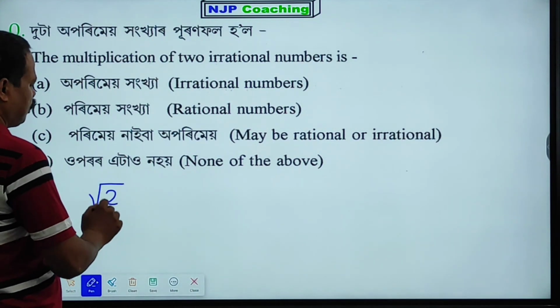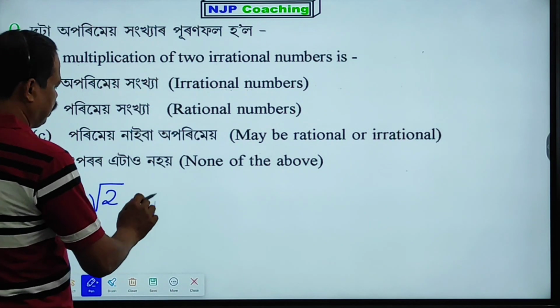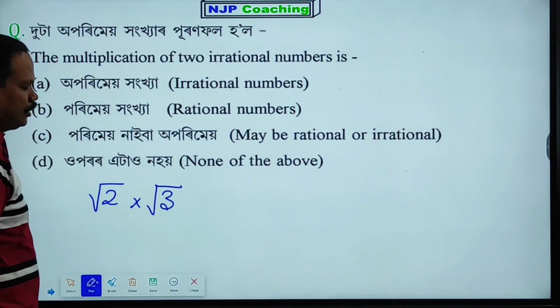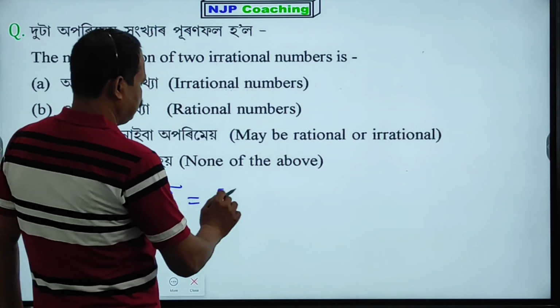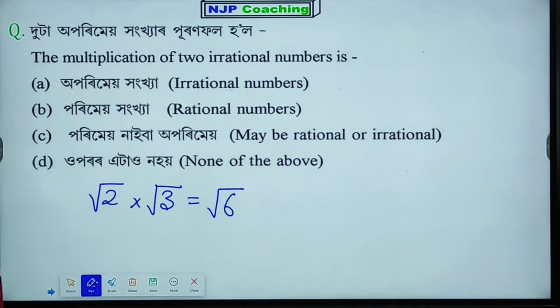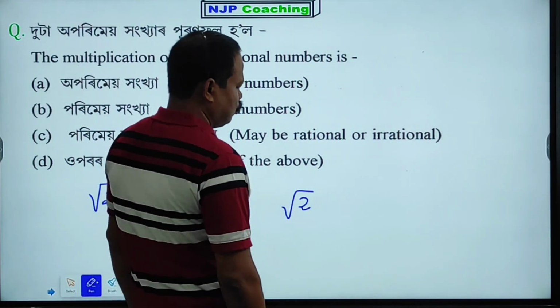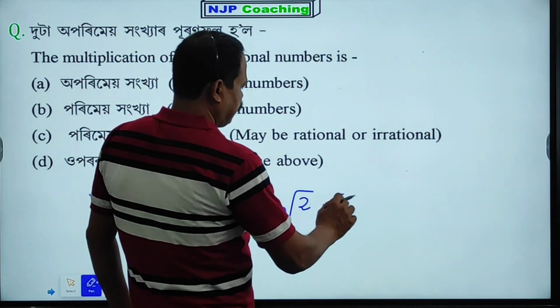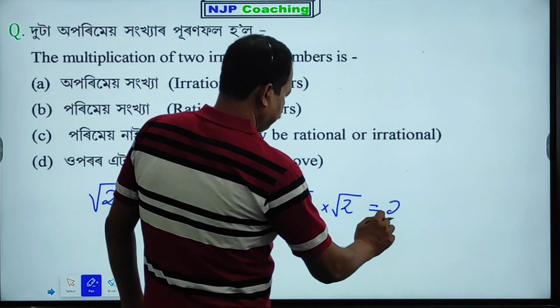The multiplication of two irrational numbers. Suppose I take one irrational number, root over 2. And if I multiply root over 3, another irrational number, root 2 and root 3, it will become root 6. Again, root 6 is an irrational number. But in some cases, suppose I am taking root over 2 and another irrational number also root over 2. So it will become 2.